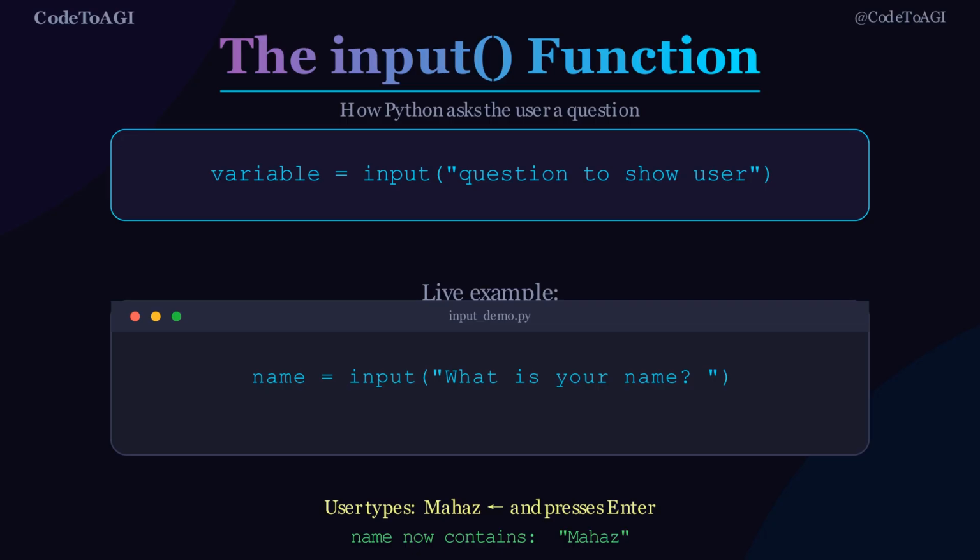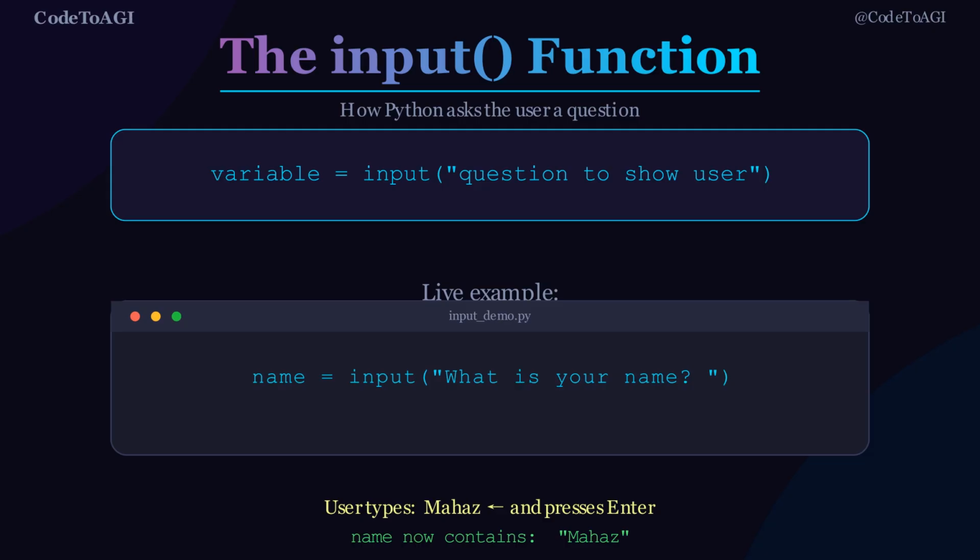That is it. There are three parts to understand. First, the variable on the left stores the answer. Second, input is the built-in function that does all the work. Third, the text in quotes is the question shown to the user.